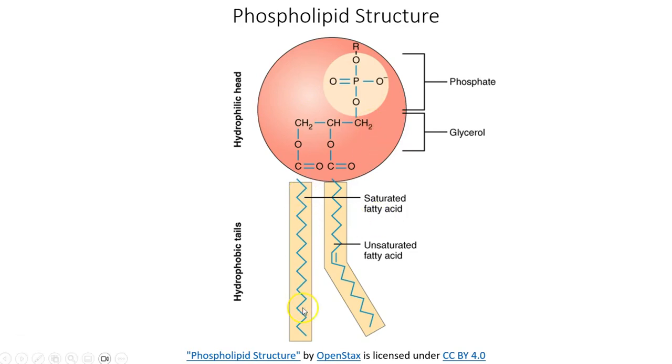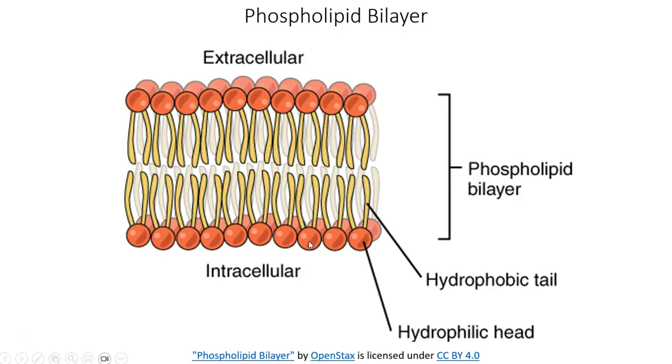And then we have 2 fatty acid tails attached to that phosphate head. All right, and these are hydrophobic, which means that they repel water. So lipids are fats, and so if you think about mixing oil and water, it makes a lot of sense why these would repel water as well.